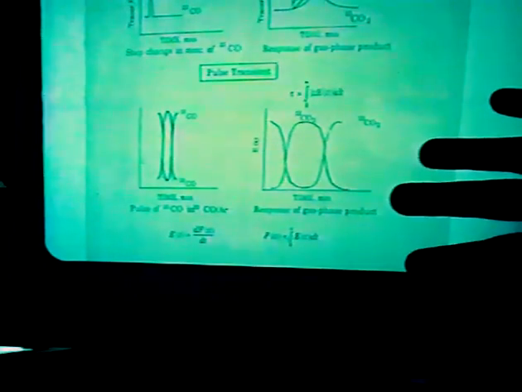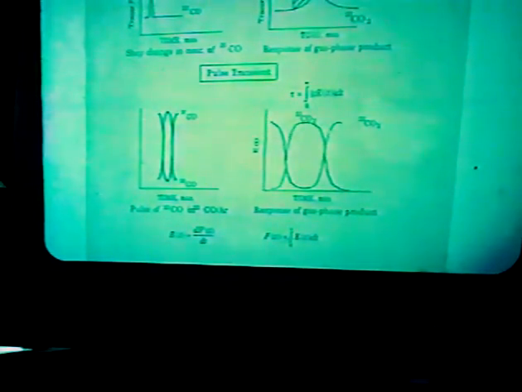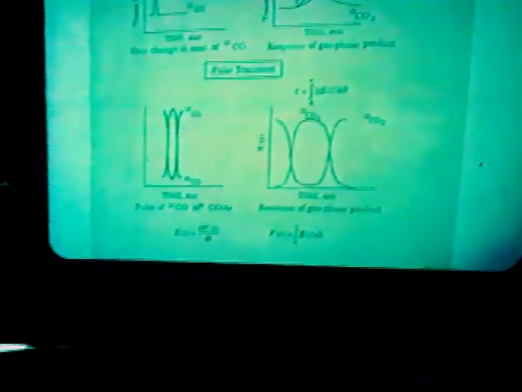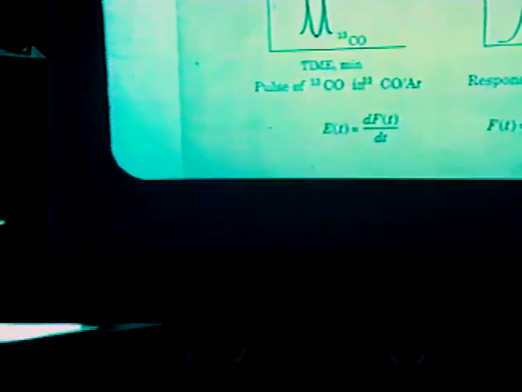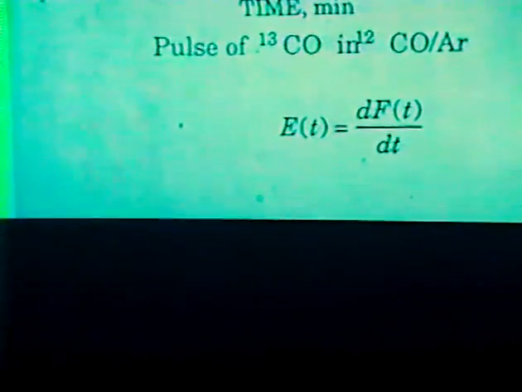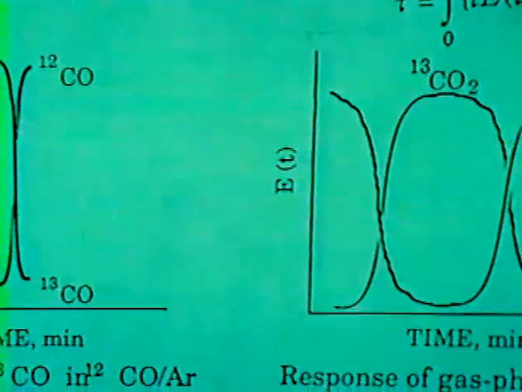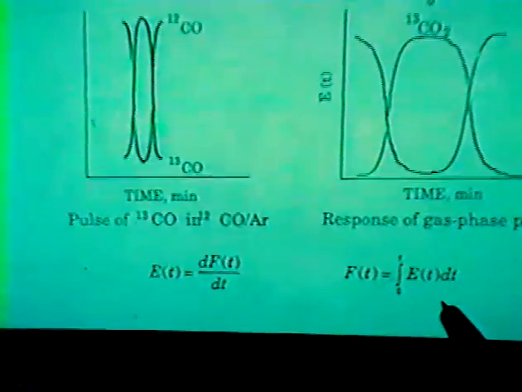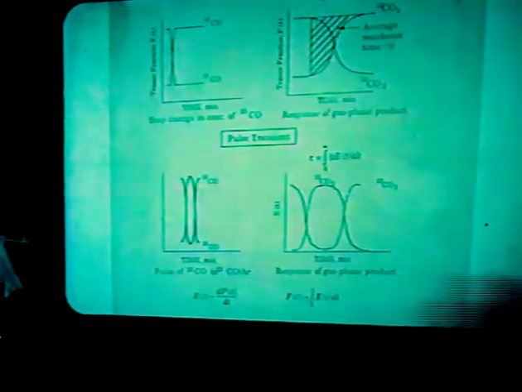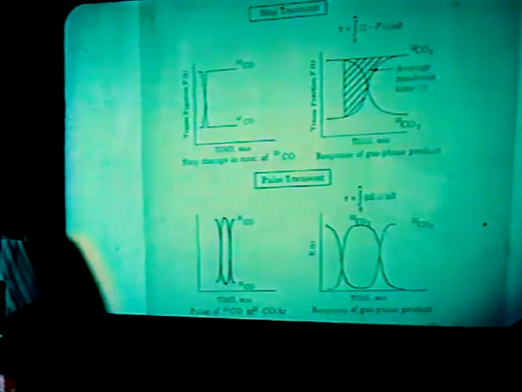Basically, the step transient and the pulse transient provide similar information. For example, here, F(t) is a normalized step response and E(t) is a normalized pulse response. Based on residence time distribution theory in chemical reaction engineering, we know the derivative of F(t) with respect to time equals E(t). In other words, the integration of the pulse response is equal to the step response. What I'm going to do here is show you that this relationship does hold for the reaction systems.